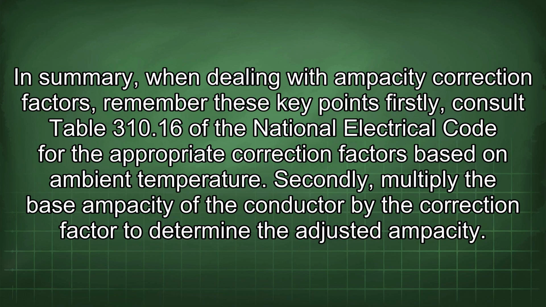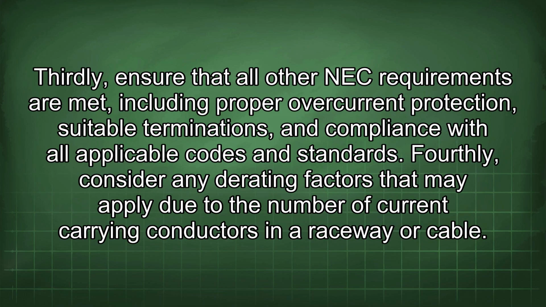In summary, when dealing with ampacity correction factors, remember these key points. Firstly, consult Table 310.16 of the National Electrical Code for the appropriate correction factors based on ambient temperature. Secondly, multiply the base ampacity of the conductor by the correction factor to determine the adjusted ampacity. Thirdly, ensure that all other NEC requirements are met, including proper overcurrent protection, suitable terminations, and compliance with all applicable codes and standards.